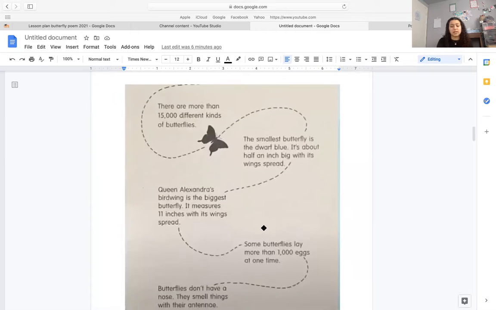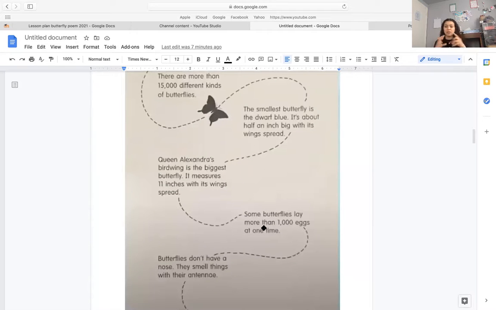For our next one, we're going to look at the next page, all the way at the bottom of this page, at that small little paragraph. That's the one that we need to look at. Butterflies don't have a nose. They smell things with their antenna. So we know that butterflies use their antennas for what? To feel and smell things, right? Like we said in our definition. And here, do butterflies have noses like me and you? No, they don't. That's what we use to smell. But butterflies don't have that, so they have antennas so they can feel and smell the food that they're about to eat or the things around them.